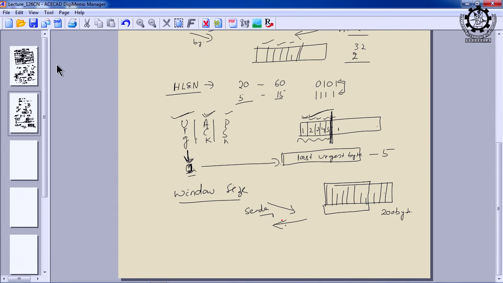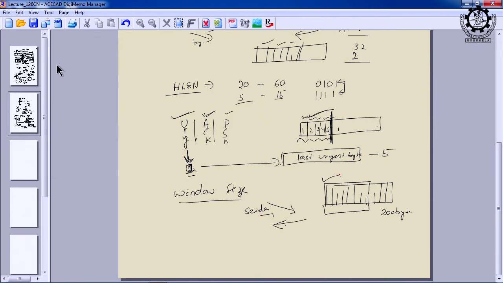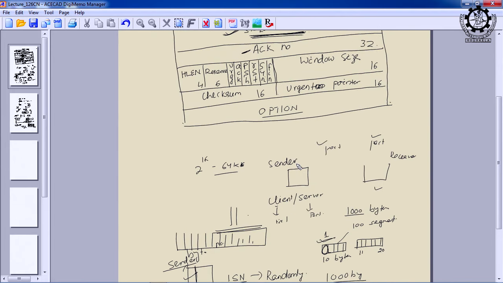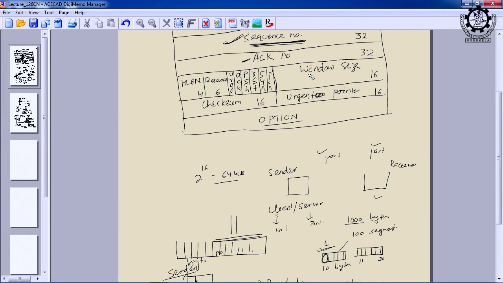So, window size instructs the sender to send that many bytes without waiting for the acknowledgement, right, and that is the capability of the receiver at any point of time. So, the window size is decided for that. This is your window size, as we discussed in the flow control of DLL, the same remains here also.